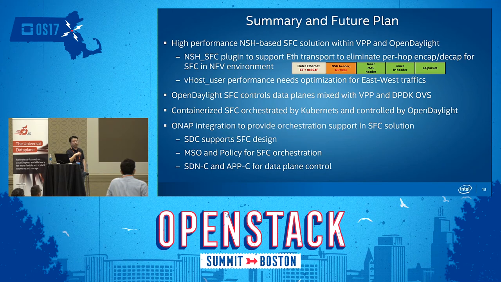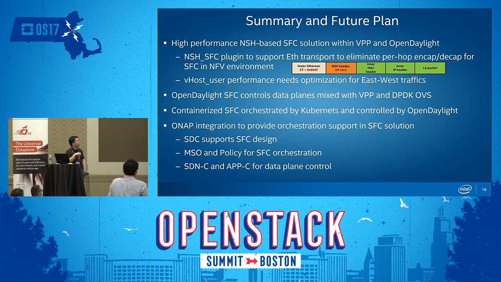ONAP currently does not support complicated use cases like service function chain. It only supports simple use cases. So we are targeting to enable ONAP to support service function chain orchestration. Basically, some components like service design and creation need to support service function design. It's a graphic tool that allows you to model a service function, and it supports TOSCA and different information models. We have a forwarding graph for service function, so this needs to be enabled in SDC. Also, the master service orchestrator and the policy component need to support service function orchestration.